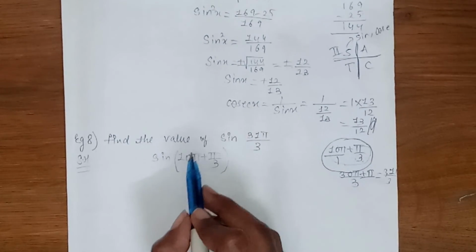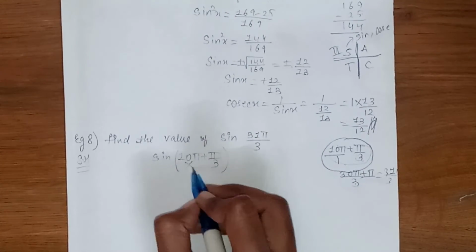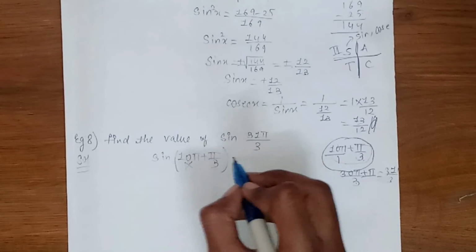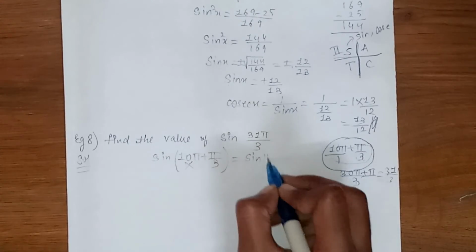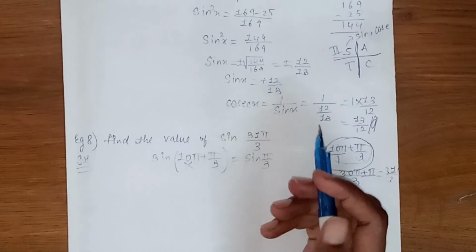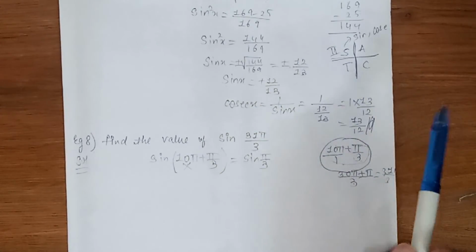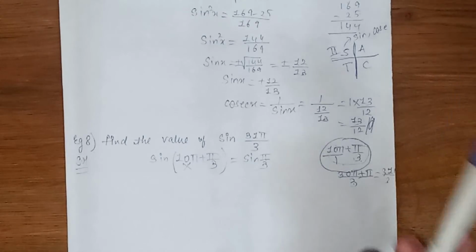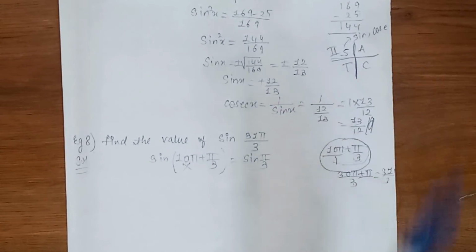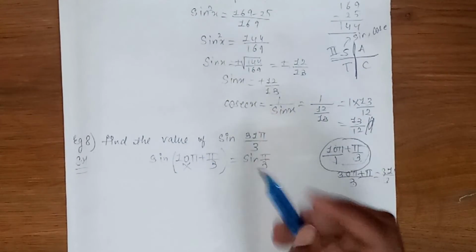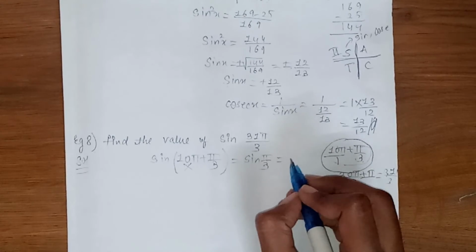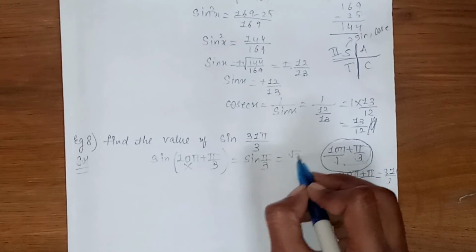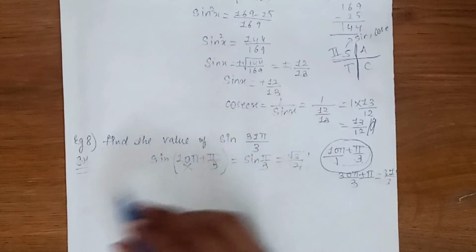When you get 10 pi like this, don't remember this, just remember pi by 3. So it becomes sine pi by 3. I have shown the trigonometric table in exercise 3.1 reduction. If you don't know the trigonometric table or how to remember the values, I'll provide the link in the description box, and also in the i button. So sine pi by 3 value is root 3 by 2. So example 8 is completed.